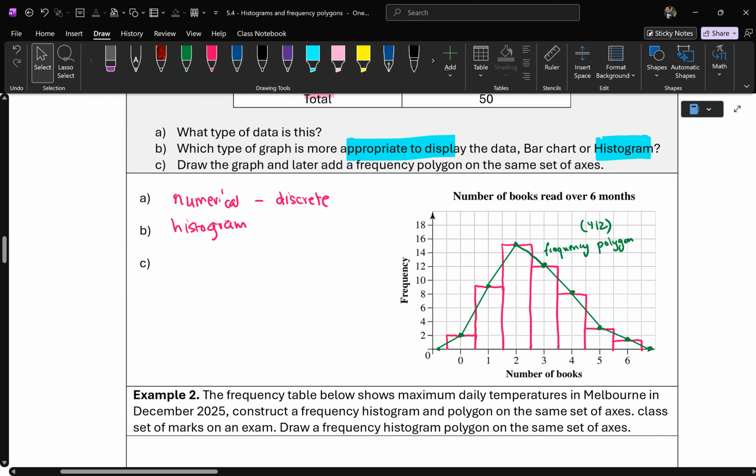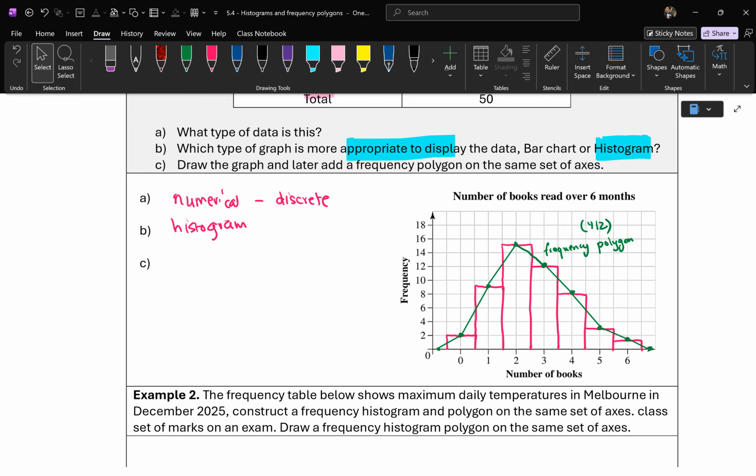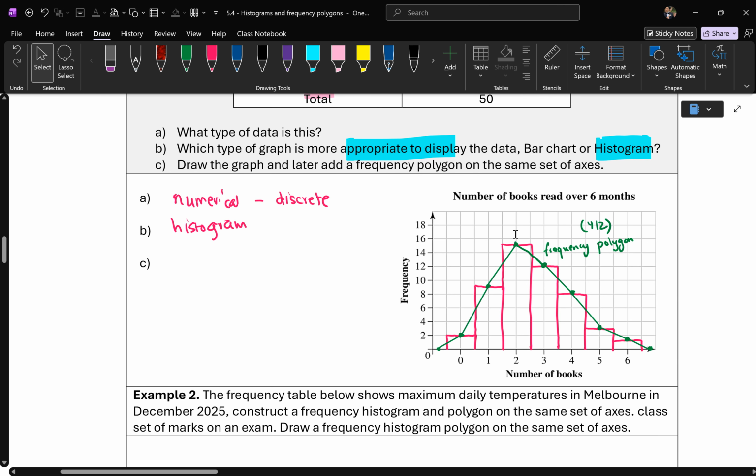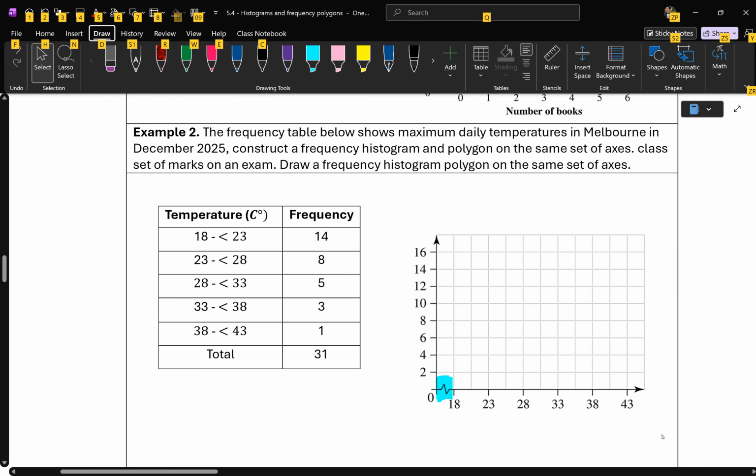Same idea. There's a frequency table, shows maximum daily temperature in Melbourne. Construct a frequency histogram and then a polygon on the same set of axes. Class set of marks on an exam. Draw a frequency histogram polygon on the same set of axes. Okay, I'm going to pause the video and we're continuing.